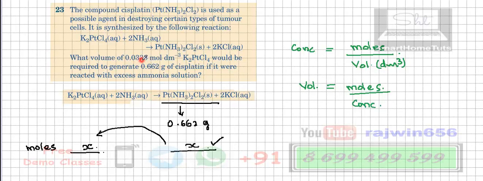I'm just quickly repeating this. This is the mass 0.662 given of cisplatin. Get the molecular mass of cisplatin. From that, get the moles. This will give us the moles of K2PtCl4. Once you get the moles of this, we are going to use the concentration formula and calculate the volume by using this formula. Try to work this out on your own and send me the answer.